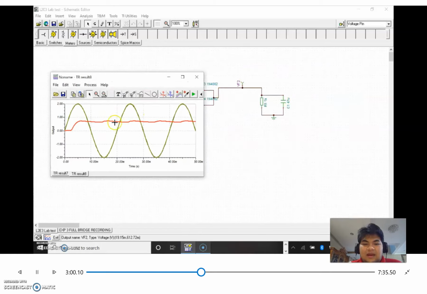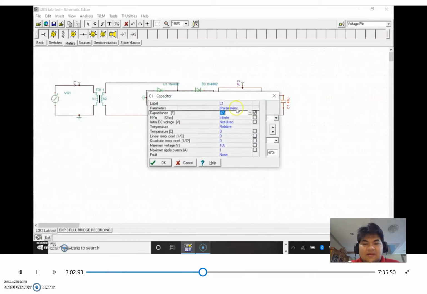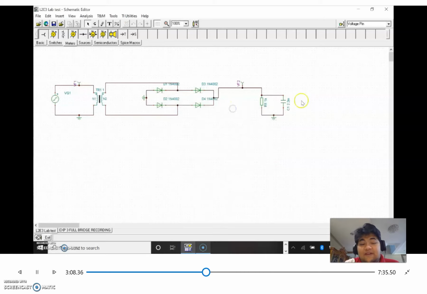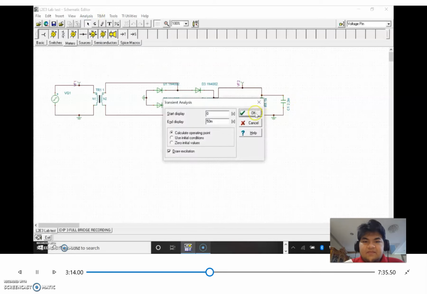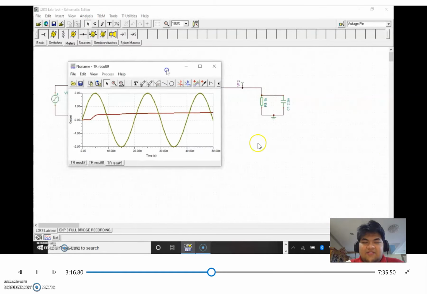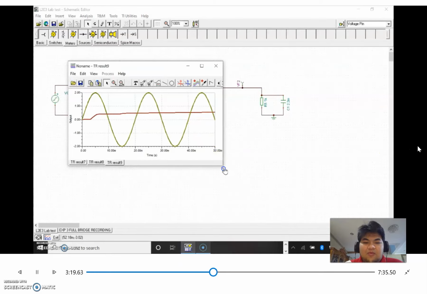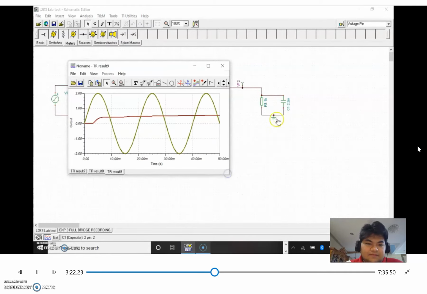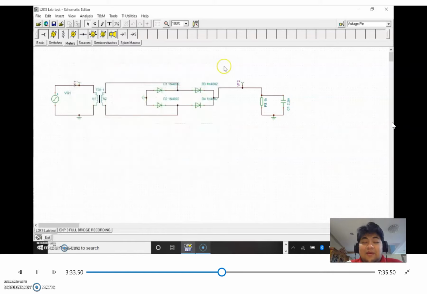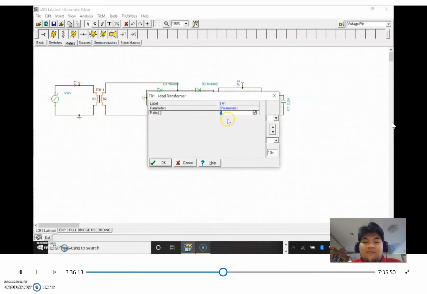So now if we increase the value of the capacitor from 47 micro to 2200 microfarads or 2.2 millifarads, we will see that the curve is smoother. Therefore, it produces a smoother V output. As you can also see, the difference between the V output and the source is very great, even though we are using transformer ratio 1.